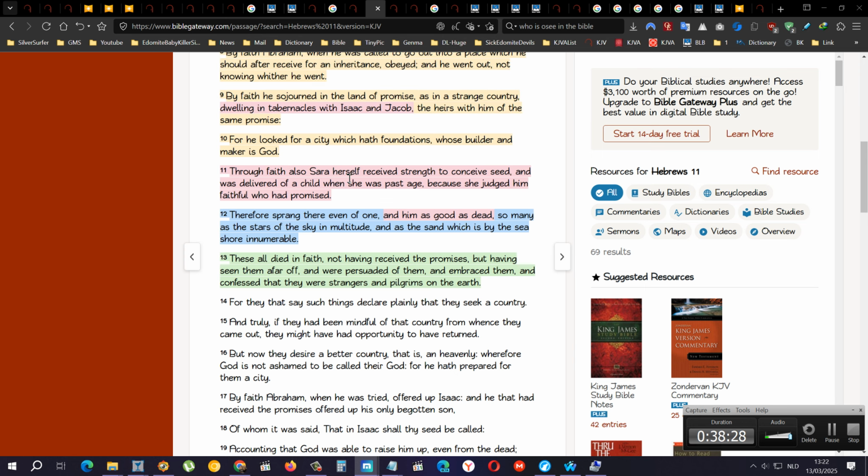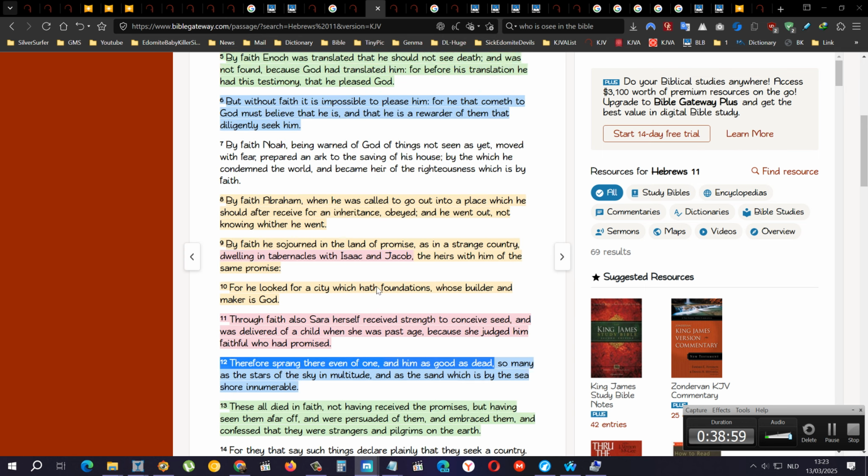Through faith also Sarah herself received strength to conceive seed through faith, and was delivered of a child when she was past age. She was over 60, because she was 90 years old, because she judged him faithful who had promised, which is the Most High. Therefore sprang there even of one, and him as good as dead. So he was as good as dead, Abraham, because he was already old. He was 100 years old.